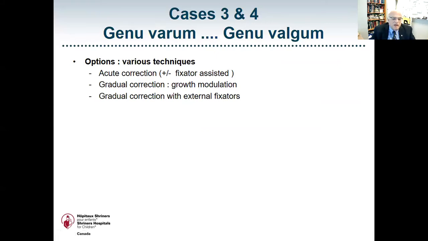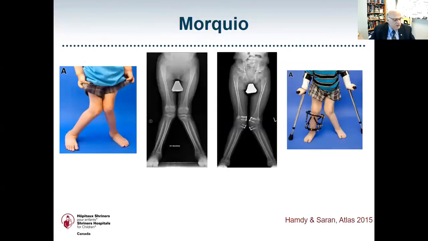The third and fourth case explain genu varum and genu valgum deformities, and the options that you have to correct this. Either an acute correction with or without fixator, gradual correction through growth modulation, or gradual correction with external fixator. And you are going to see the various factors that help us decide which option to choose. So this is a 7-year-old with severe genu valgum, Morquio syndrome. You can see here the severe deformities around the knee, application of the 8 plate, failure of the 8 plate to correct. Then we proceeded with the application of a TSF and gradual correction.